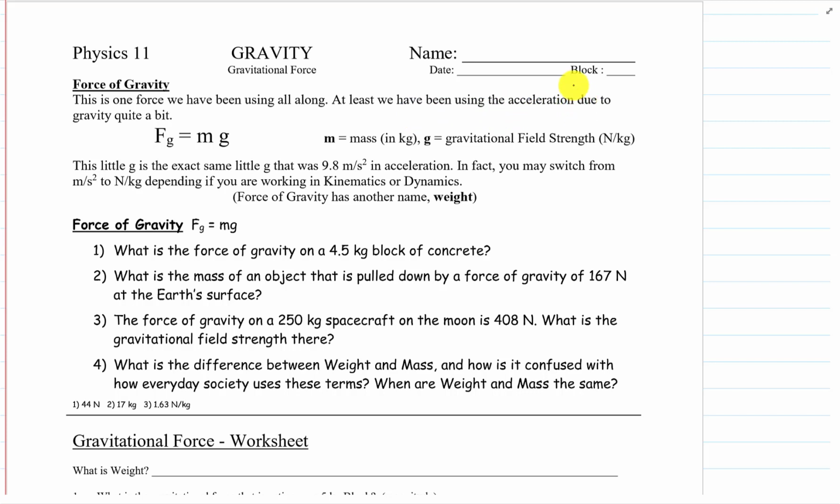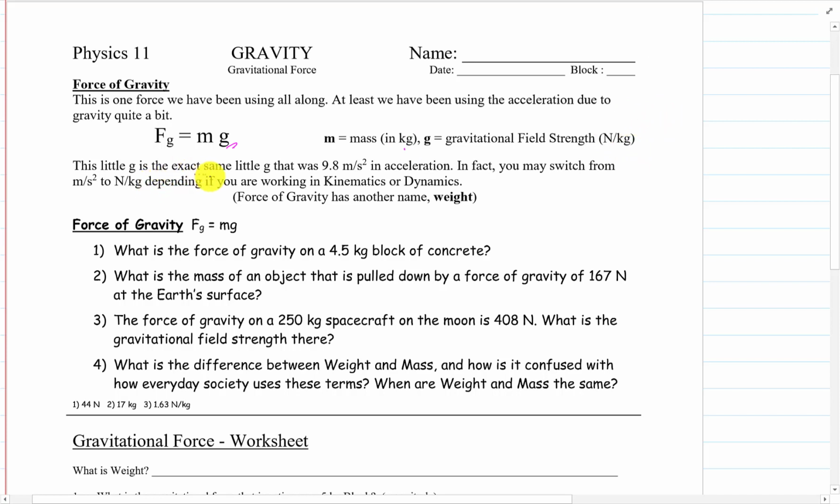Here's a formula to calculate the force of gravity. Force is equal to m, which is the mass in kilograms, times g, which we call now the gravitational field strength. You'll notice that the units is kilograms, then times by newtons per kilogram. We'll end up with newtons.